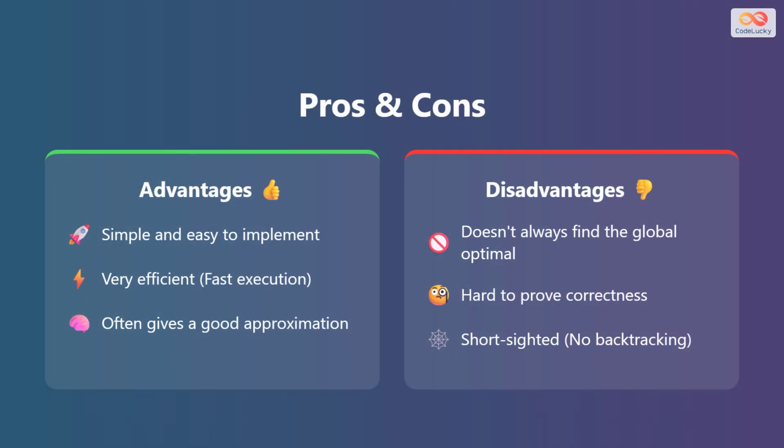So, why use them? Because they are incredibly fast and usually very easy to write. For complex problems, they can give us a good enough answer instantly. The downside is that for many problems, they simply cannot find the absolute best solution, and proving that a greedy strategy works can sometimes be tricky.